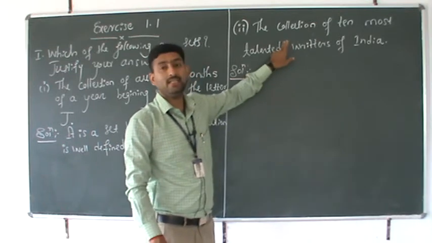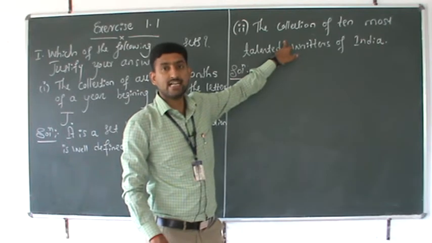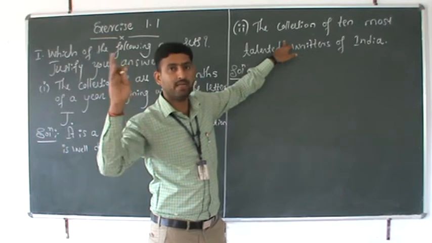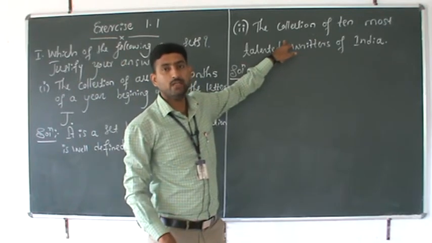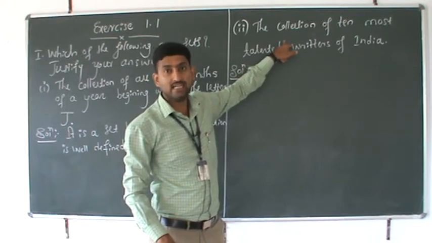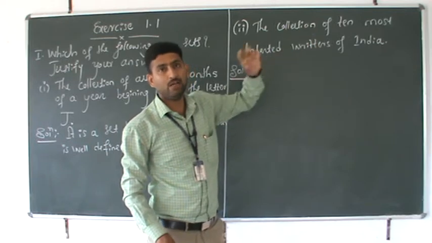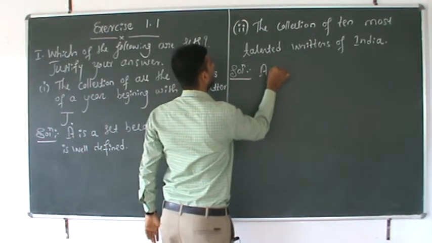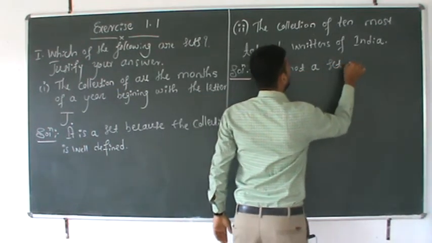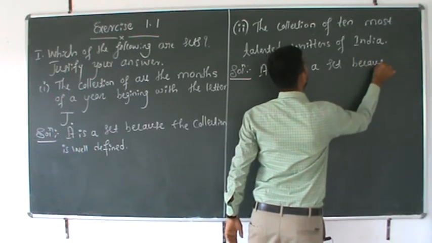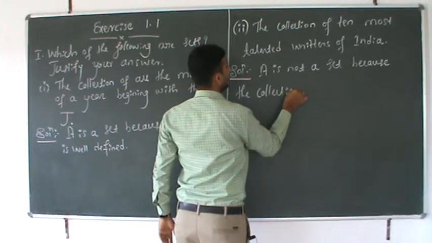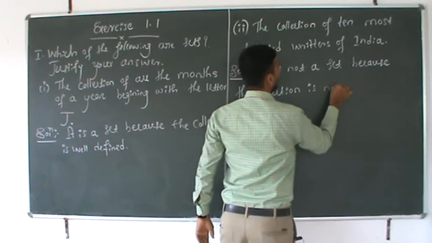ಅದಕ್ಕಾಗಿ ಪರ್ಸನ್ ಟು ಪರ್ಸನ್ ಏನಾಗ್ತದೆ, 10 ಮೋಸ್ಟ್ ಟ್ಯಾಲೆಂಟೆಡ್ ರೈಟರ್ಸ್ ಡಿಫರೆನ್ಸ್ ಆಗ್ಬಹುದು, ಬೇರೆ ಬೇರೆ ಬರಬಹುದು. ಒಬ್ರು ಹೇಳಿದ್ದನ್ನೇ ಟ್ಯಾಲೆಂಟೆಡ್ ಅಂತ ಇನ್ನೊಬ್ರು ಹೇಳಲಿಕ್ಕಿಲ್ಲ. ಸೆಟ್ ಏನಾಯ್ತು, ಇದು ಕಲೆಕ್ಷನ್ ಆಗ್ತದೆ, ಆದರೆ ವೆಲ್ ಡಿಫೈನ್ಡ್ ಕಲೆಕ್ಷನ್ ಆಗಿರೋದಿಲ್ಲ. It is not a set. Why? Because the collection is not well defined. It is not a set because the collection is not well defined.